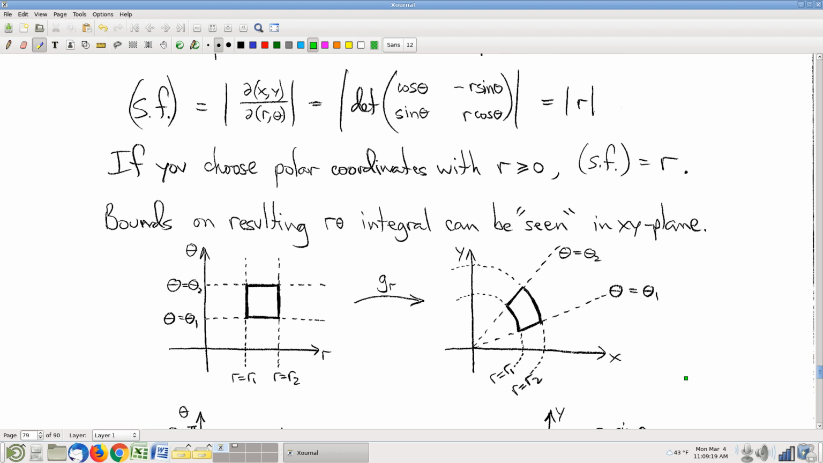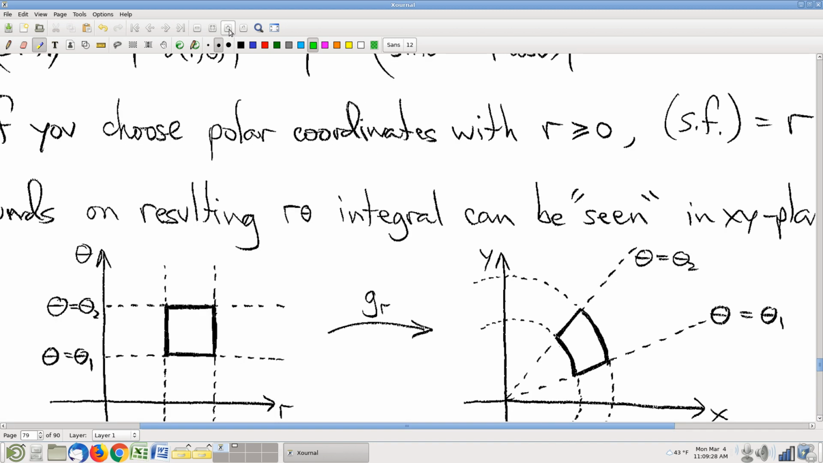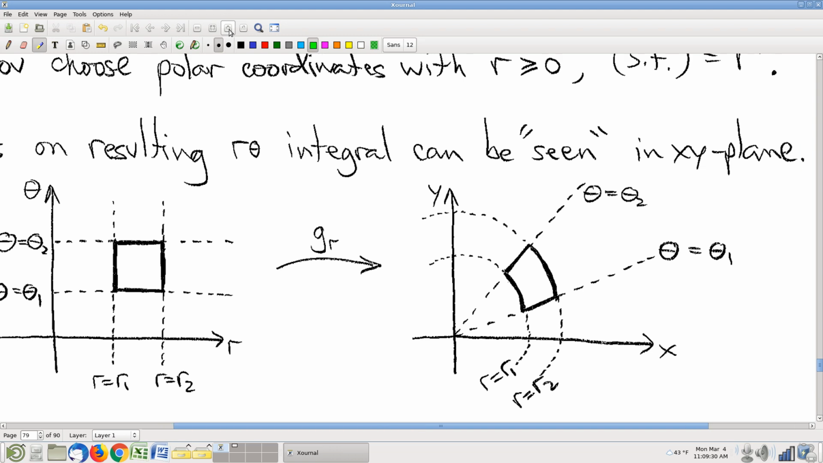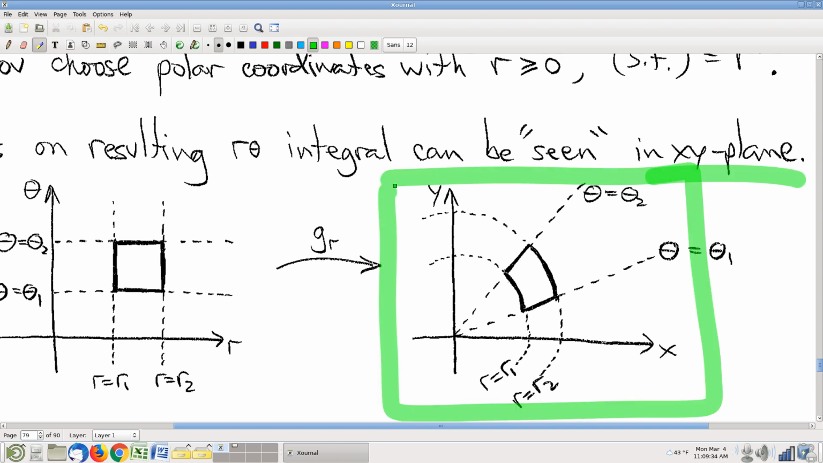Okay, so the big idea then is to notice that the bounds are visible in the xy plane. So let's suppose we're looking in the xy plane at a region that looks like this. That would be a bummer of a region if we were going to slice it up in the usual way, because we're going to hit all sorts of corners. You're going to hit that corner and this corner, and yikes.